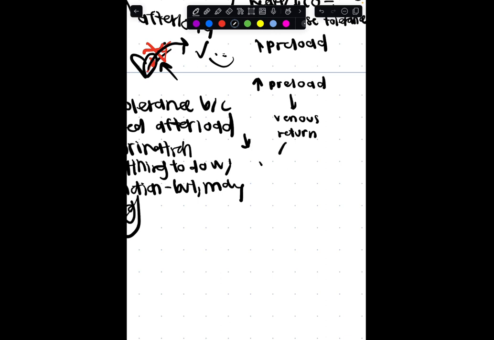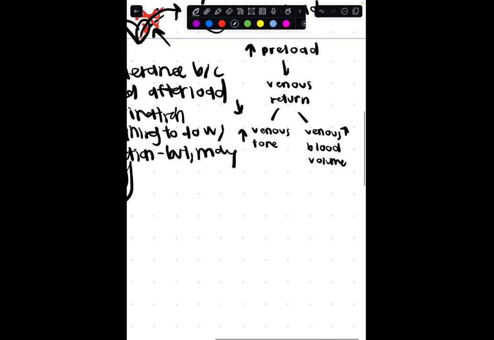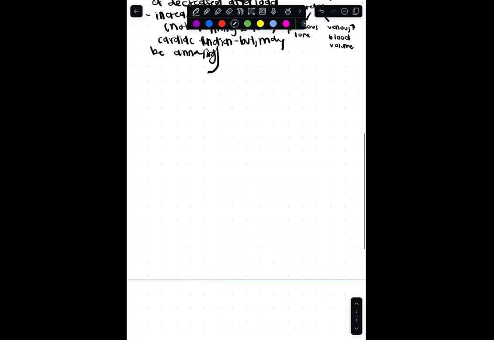Venous return is affected by venous tone and blood volume. Blood volume is pretty intuitive. If we have an increased amount of blood, we're going to get more returning. Tone means the greater rigidity, the more structure. And we can explain this using the example of a water hose, actually. If you think of a water hose, let's think about manipulating the diameter.